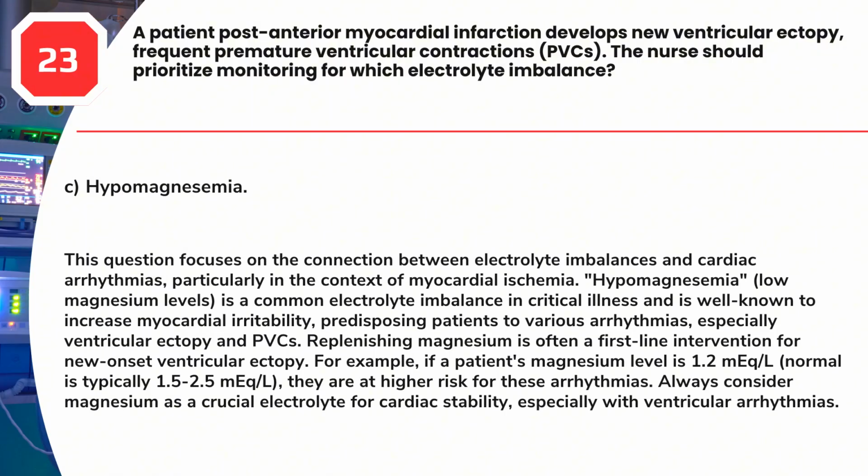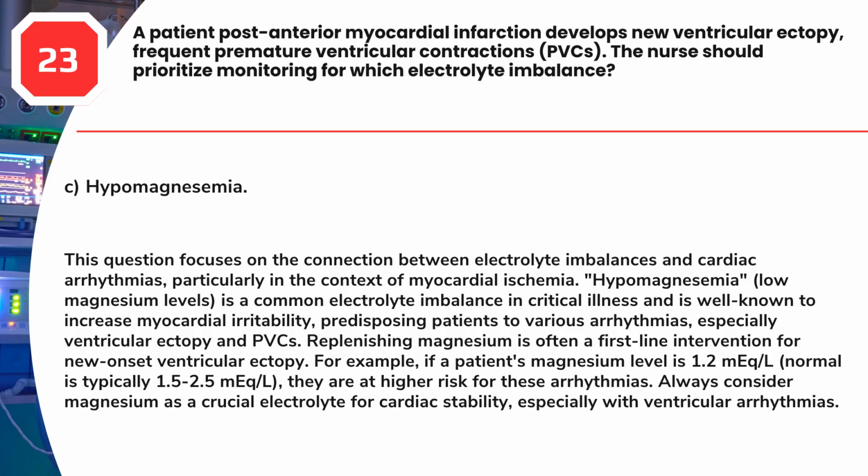Answer C. Hypomagnesemia. This question focuses on the connection between electrolyte imbalances and cardiac arrhythmias, particularly in the context of myocardial ischemia. Hypomagnesemia, low magnesium levels, is a common electrolyte imbalance in critical illness and is well known to increase myocardial irritability, predisposing patients to various arrhythmias, especially ventricular ectopy and PVCs.